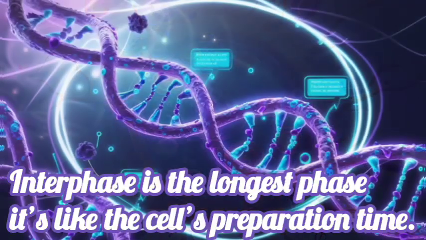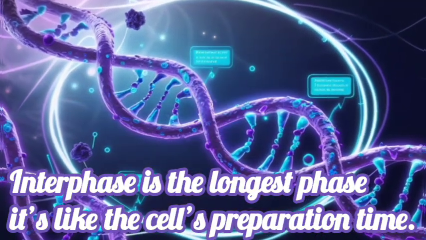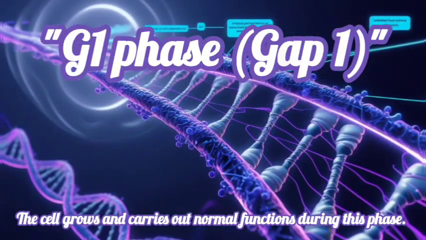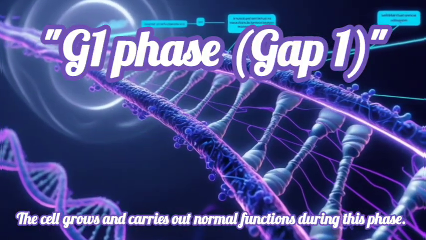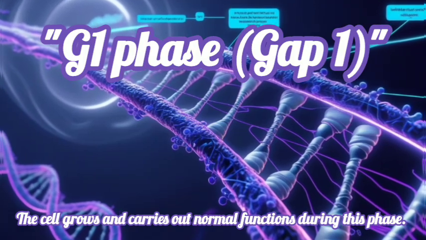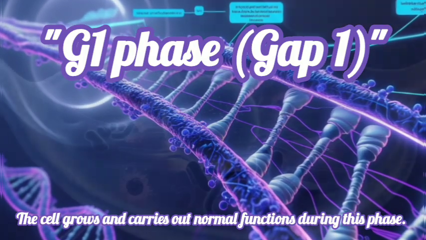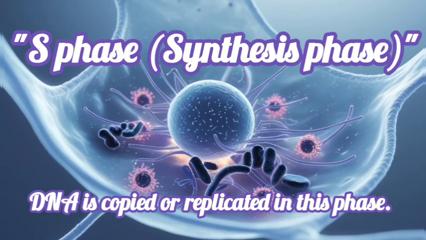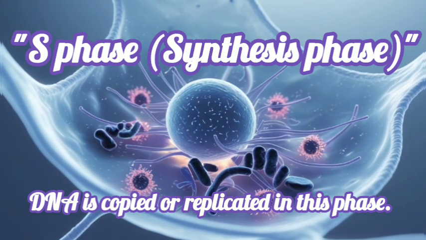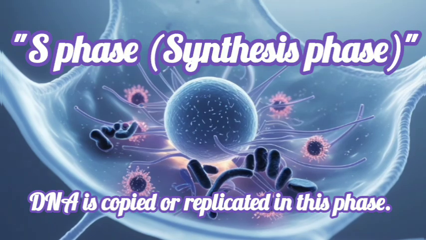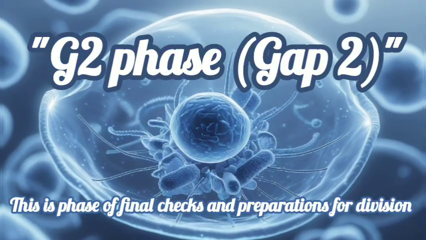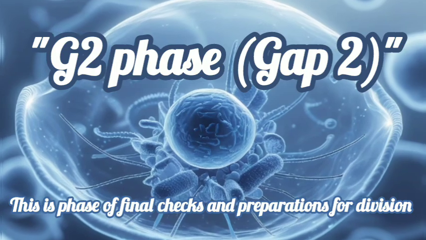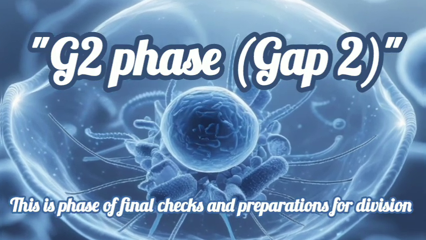Interphase is the longest phase. It's like the cell's preparation time. It has three sub-stages. Number 1, G1 phase, gap 1. The cell grows and carries out normal functions during this phase. Number 2, S phase, synthesis phase. DNA is copied or replicated in this phase. Number 3, G2 phase, gap 2. This is the phase of final checks and preparations for division.